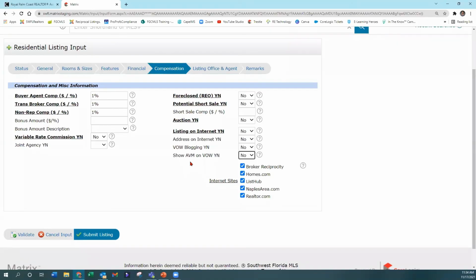Now, don't get this confused with Zillow and Realtor.com or Black Knight or a lot of these other third-party sites out there. Those are not virtual office websites. They're simply real estate search sites. Broker reciprocity means that if your listing is going to be on the internet, are you going to opt into IDX? IDX stands for Internet Data Exchange, which is broker reciprocity. It simply means that other brokers can advertise your listing on their website.